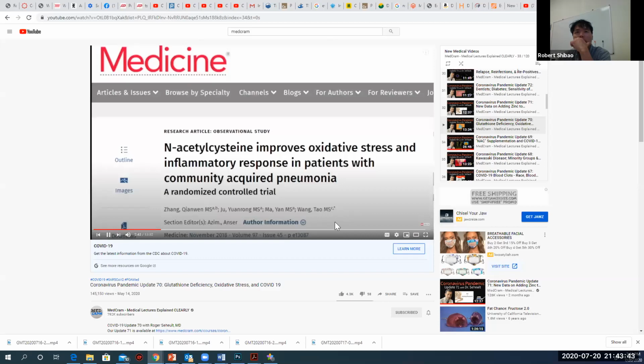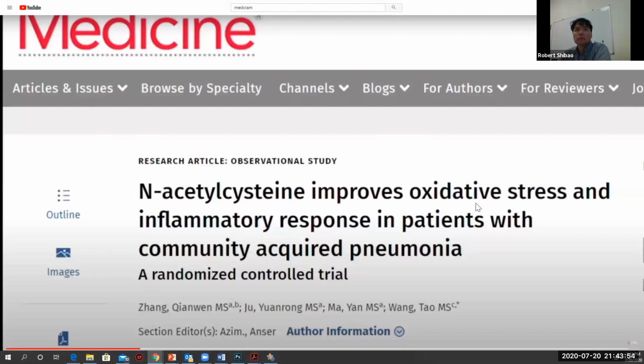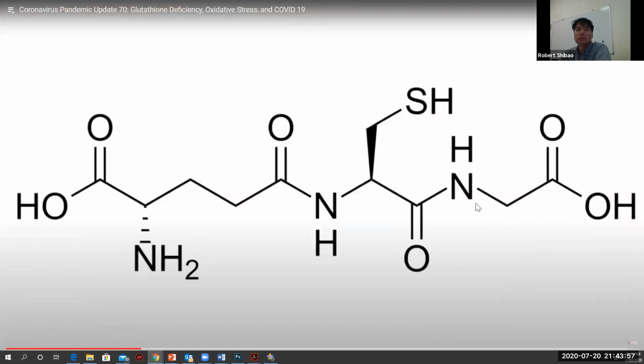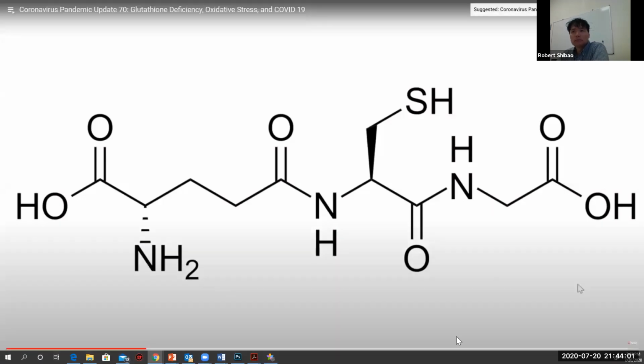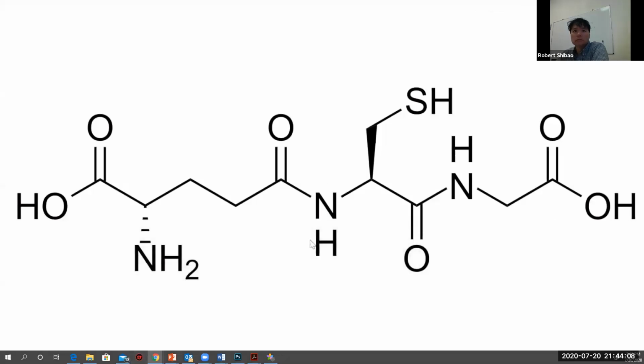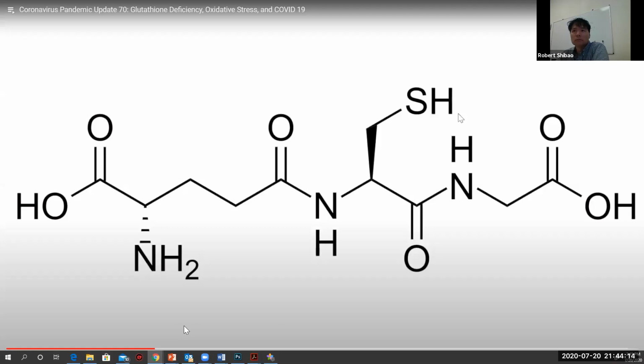Of recharging glutathione and improving oxidative stress in some of these respiratory illnesses. And for a full comprehensive review of that, I recommend that you look at Update 69. One of the important things that we talked about was glutathione. And if you don't know, glutathione is actually 3 amino acids put together. The middle one is cysteine, and it's right here. It's the part that holds this SH group, which we talked about last time, which is a reducing agent.